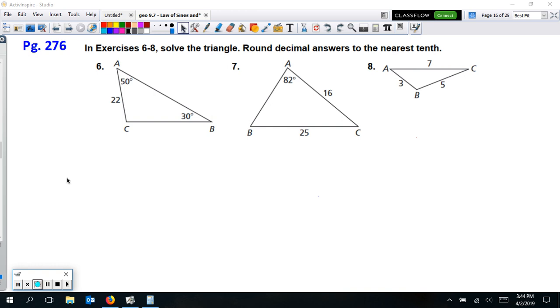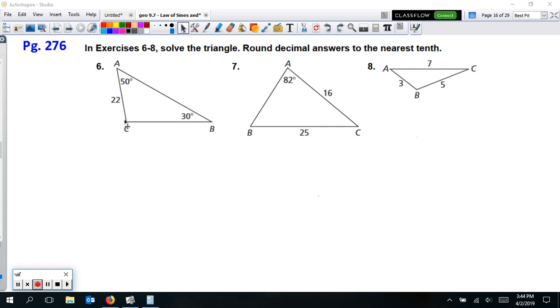Okay, so back to page 276, exercises 6 to 8. Solve the triangle, round decimal answers to the nearest tenth. We can see these triangles are not right triangles, and so that's why we have to use the law of sines to help us. That's what we're going to do on these two at least, for 6 and 7.